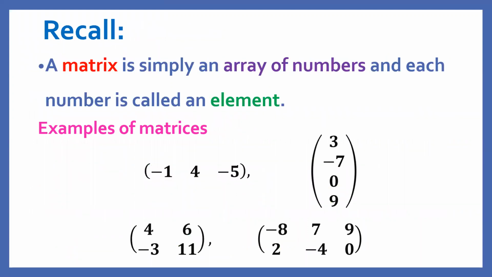So let us start. In grade 9, you have learned about the chapter Matrices. You will remember that a matrix is simply an array of numbers, and each number is called an element. You have below some examples of matrices. So for example, this matrix has elements -1, 4, and -5. So these entries are what we call elements.